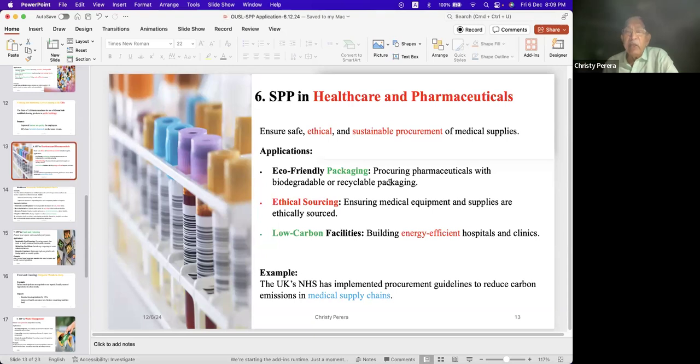Low carbon facilities, building energy efficient hospitals, right? The UK's NHS, National Health Service, has implemented procurement guidelines to reduce carbon emissions in medical supply chains. We also did something in our pharmaceutical guidelines. You go to the website and just put it.